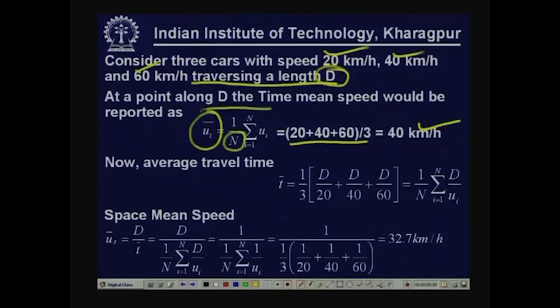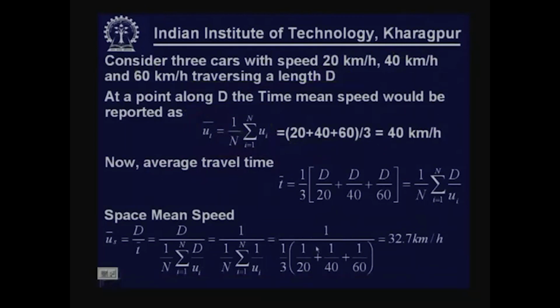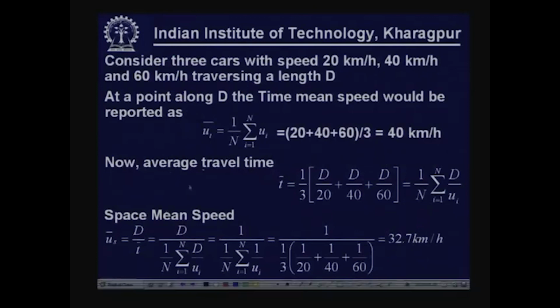That way we can write. So, this expression holds. So, it is the arithmetic mean of speeds, that is what we have told. Please let us refer back to this. It is the arithmetic mean of the speed observed at a point. So, that is what we have shown. It is the arithmetic mean of the speed observed at a point.